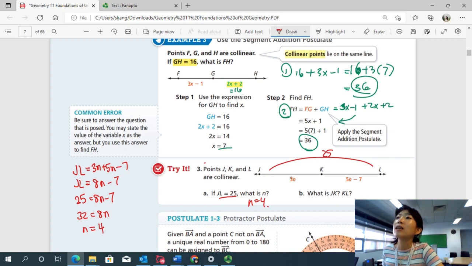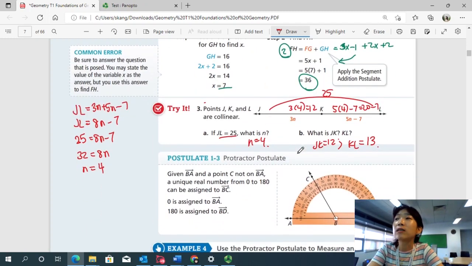What is JK? JK is 3N. So 3 times 4 is 12. And KL is 5 times 4 minus 7, which is 20 minus 7, so that's 13. Okay? So N is 4, JK is 12, KL is 13. Alright, do it one by one, step by step, you'll get it eventually.